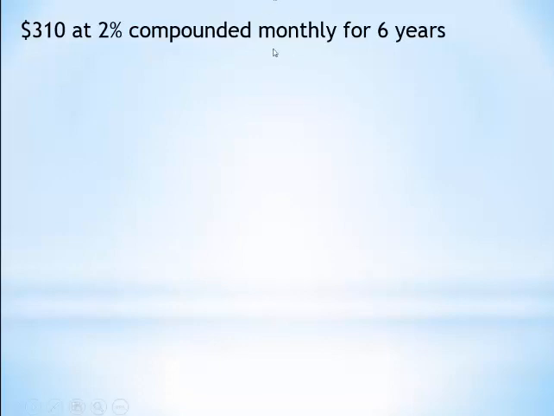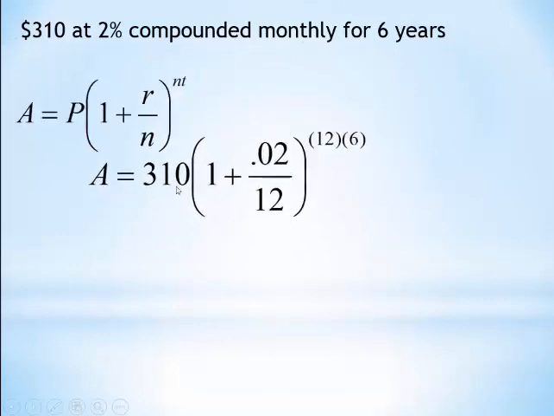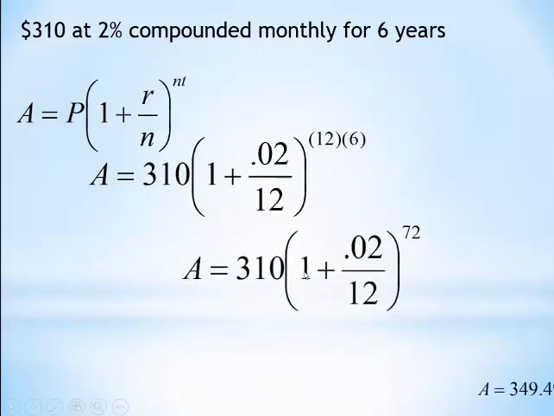My compounded monthly, how many months in a year? 12 for 6 years. So when I plug my numbers into my formula, it's going to be 310 times 1 plus 0.02, that's my interest rate, divided by 12, and a power of 12 times 6, which is going to give me $349.49. Now at 2%, that's not bad, but let's think, what if it was 22%? That would be a huge number. All right, there we go. That's compound interest.